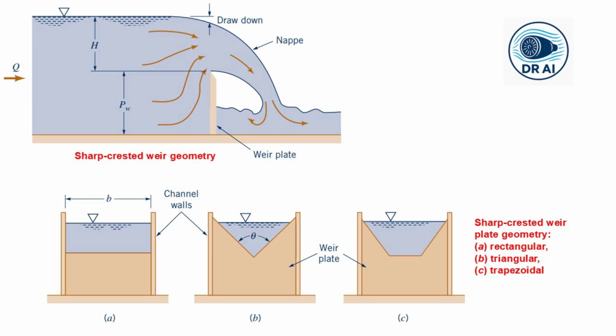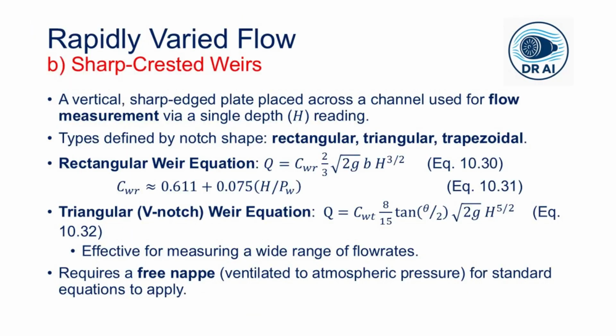The analysis is based on a simplified model. We assume that the pressure in the nappe is atmospheric, and we apply Bernoulli's equation along a streamline from a point upstream to a point in the nappe. After integrating over the depth of the flow, we get an idealized equation. Because of real-world effects like viscosity, surface tension, and the contraction of the nappe, we need an experimentally determined coefficient. So for a rectangular sharp-crested weir.